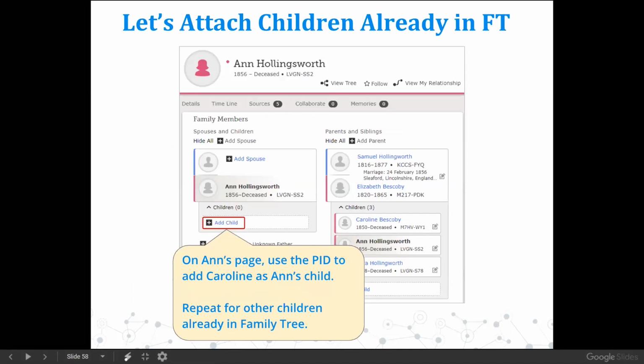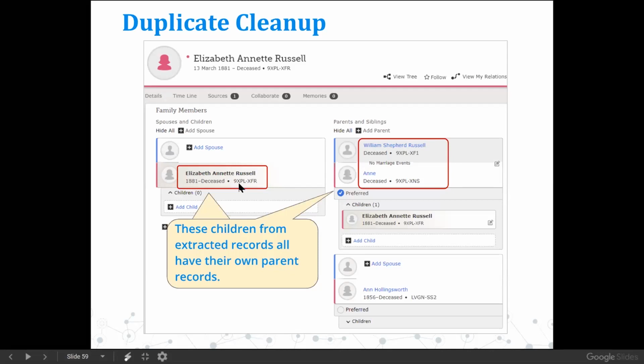Again, that's beyond the scope, the step-by-step of this. It's a pretty common thing that people do, but you would want to repeat that for all the other children that are already in Family Tree. This is an example of the types of duplicates I was talking about. So we're looking at Elizabeth Annette Russell's record. She's got these extracted parents, but we also added her to her mother who was already in Family Tree. So now we want to merge this Ann, and every other child that was already in Family Tree is also going to have these duplicate parents. So we're going to want to merge all of those as well. Again, walking through the merge process is beyond the scope of this webinar. And so if you're interested in that, I would refer you to the webinar listing of the Family History Library and just look for the webinars on duplicates and merging.